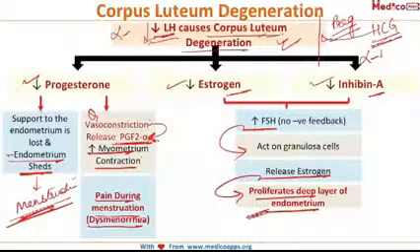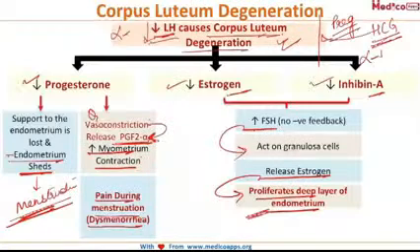So this was about the ovarian cycle. First, the recruitment of the group of follicles occurred. Then there was selection of a dominant follicle which grew up to 18 to 20 millimeters in size. Then ovulation occurred, and subsequently there was formation of the corpus luteum. Then when the LH levels decreased, this corpus luteum started degenerating. So this was the entire ovarian cycle.